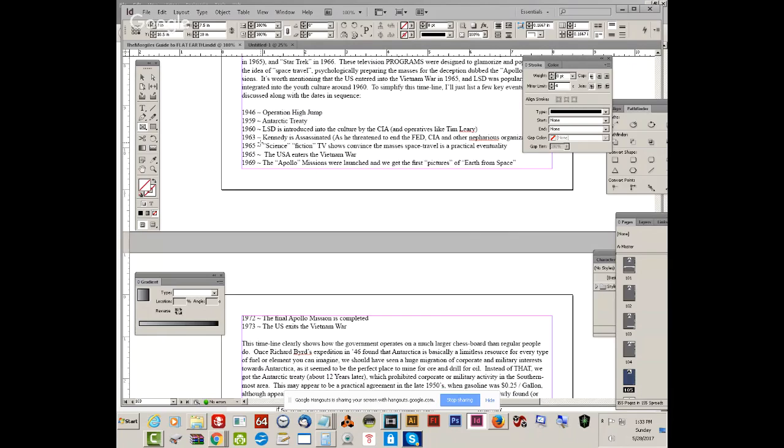And two of those big ones would be Lost in Space and Star Trek, which came out in 1965 and 1966, respectively. In 1965, the U.S. also enters into the Vietnam War. 1969, in the middle of the Vietnam War, the Apollo missions were launched, and we get the first pictures of Earth from space, allegedly. 1972, the very end of 1972, the Apollo missions are completed, and in the middle of 1973, the U.S. exits the Vietnam War.